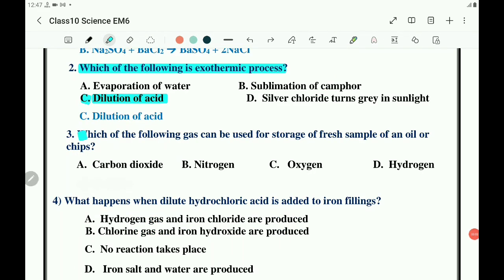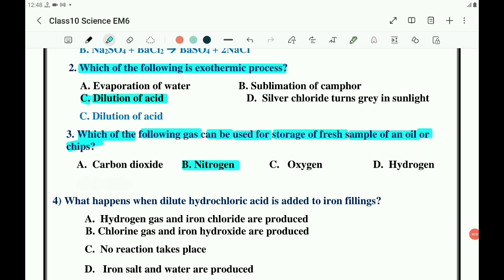Third question, which of the following gas can be used for storage of fresh sample of an oil or chips? Here the options are carbon dioxide, nitrogen, oxygen and hydrogen. You know that the option is here B. B is the answer. Nitrogen is the answer.